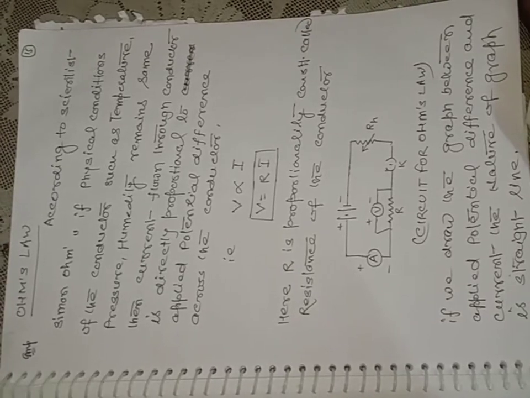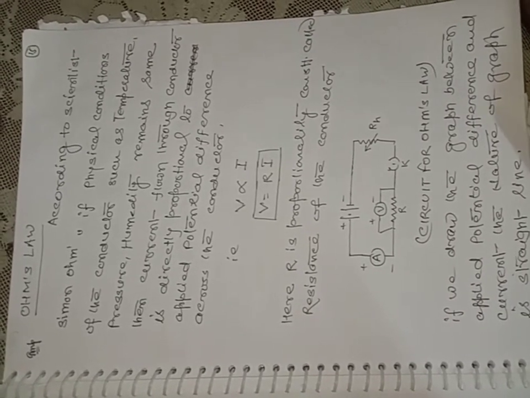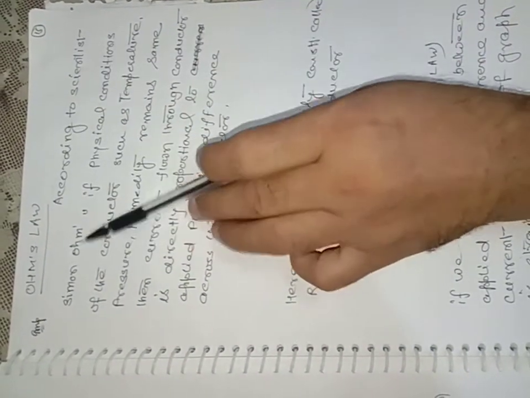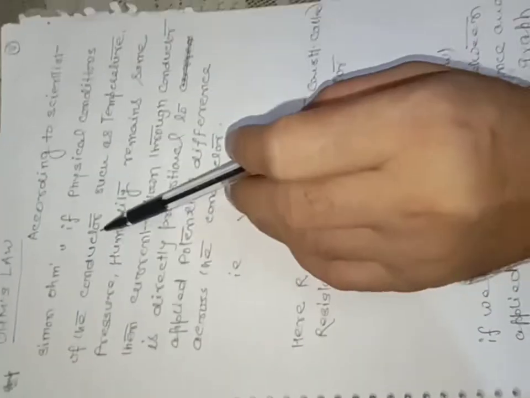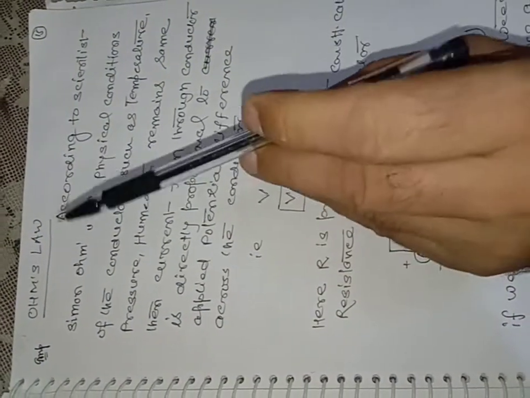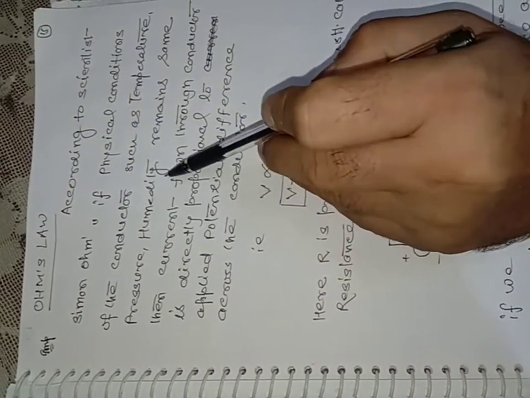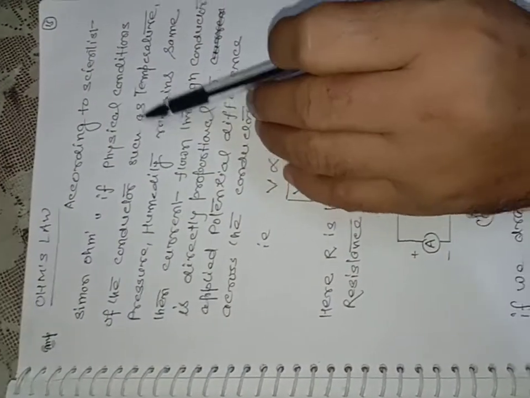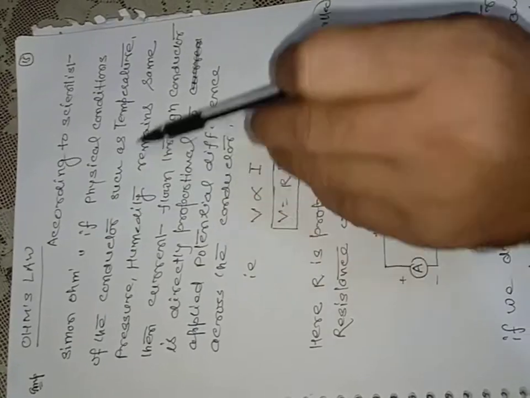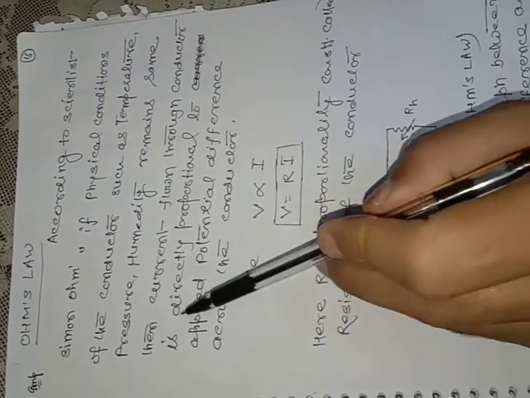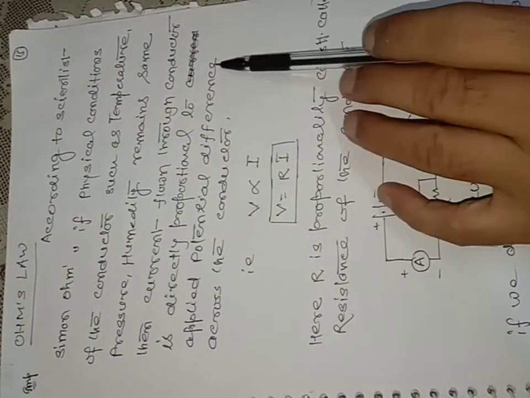And it is a very important topic of electricity. According to the scientist Ohm, whose name is the unit Simon, if the physical conditions of the conductor, such as temperature, pressure applied on the conductor, and humidity remain the same, then the current flowing through the conductor is directly proportional to the applied potential difference.